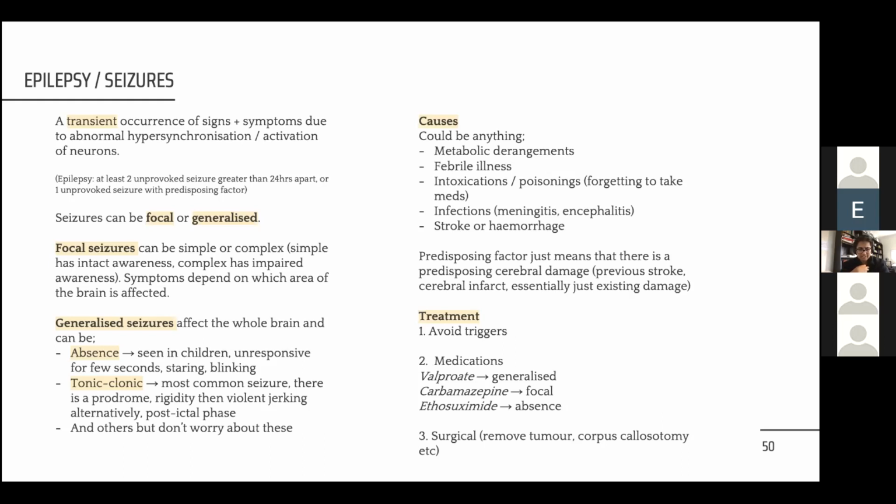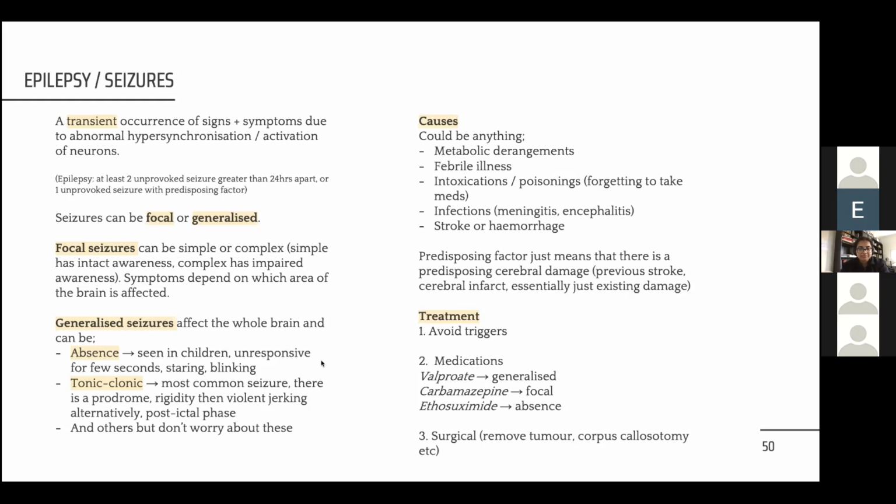Tonic-clonic seizures are the most common type of generalized seizure. There's a prodrome, so the patient might feel a little uneasy or unwell for a couple of hours before the seizure. It's called tonic-clonic because there are alternating moments of rigidity and then violent jerking, which is why those 2 words are there. And then after a tonic-clonic seizure, there's a post-ictal phase where the patient feels generally out of it and sick.